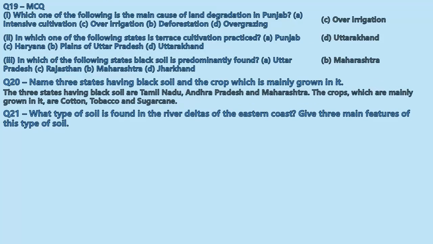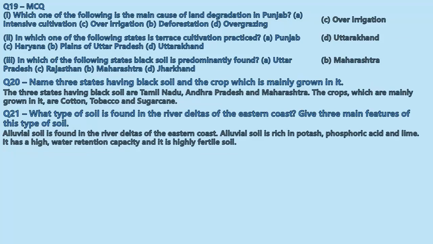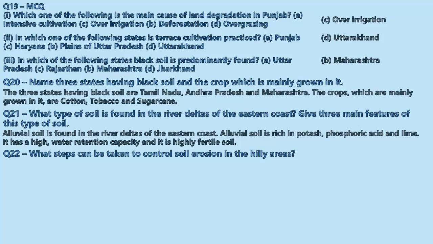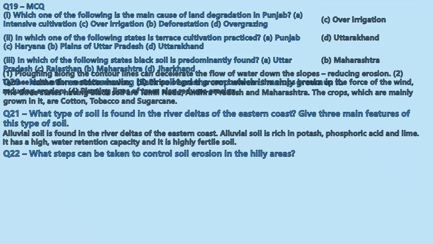What type of soil is found in the river deltas of the eastern coast? Give 3 main features of this soil. See, whenever there are river deltas, you will find alluvial soil, because the fertile soil from the mountains is brought down by the rivers and deposited on the lands. So alluvial soil is found in the river deltas of the eastern coast. Alluvial soil is rich in potash, phosphoric acid, and lime, and it has high water retention capacity, and it is very fertile.